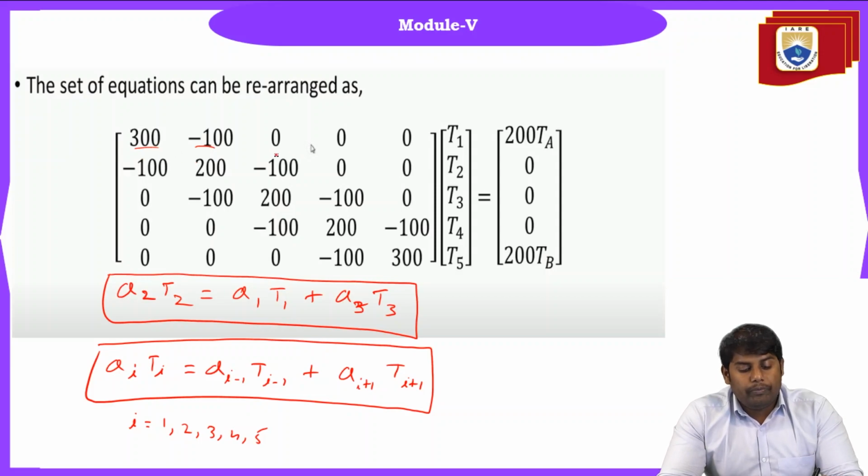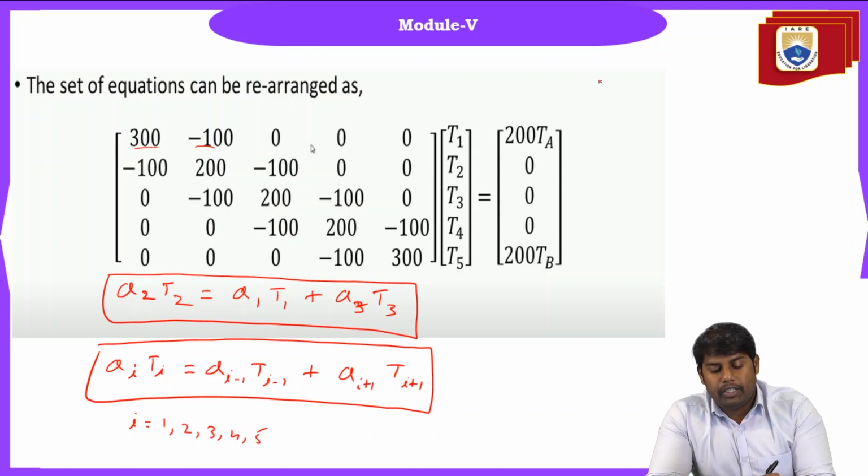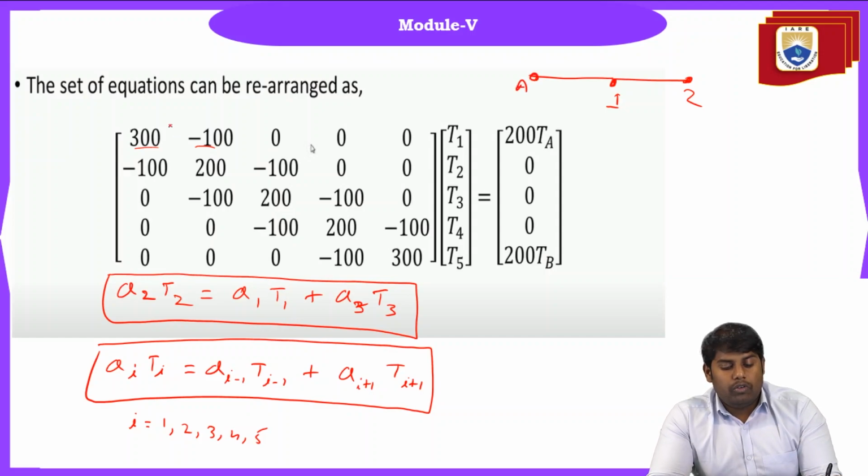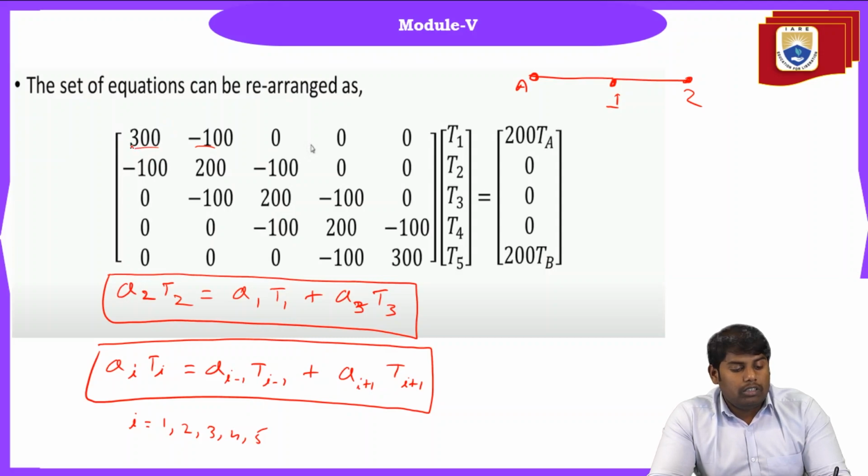In the first equation, let's say you take the point 1. You have 2 and A. We are writing the value of the west node and the east node. The remaining 3 are not there, that's why we have taken 0, into T1. So that will be the equation, and it is equal to the source term.